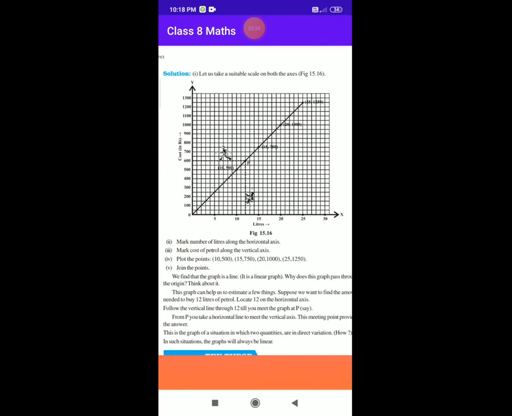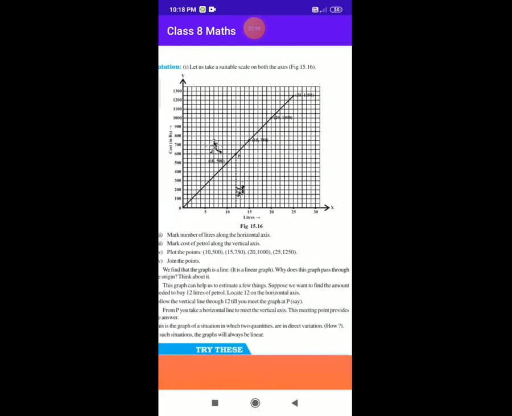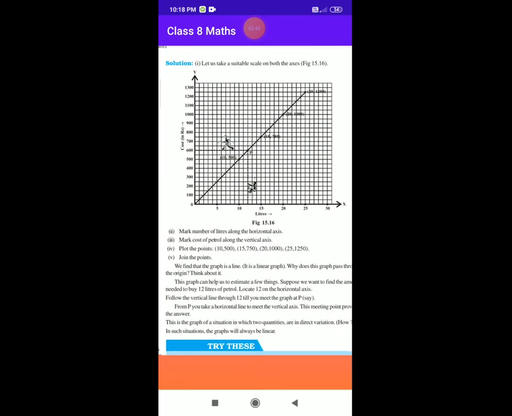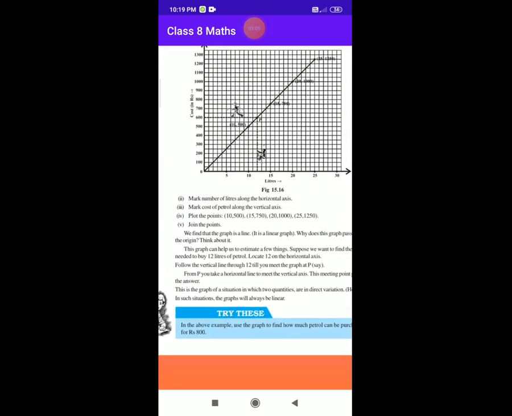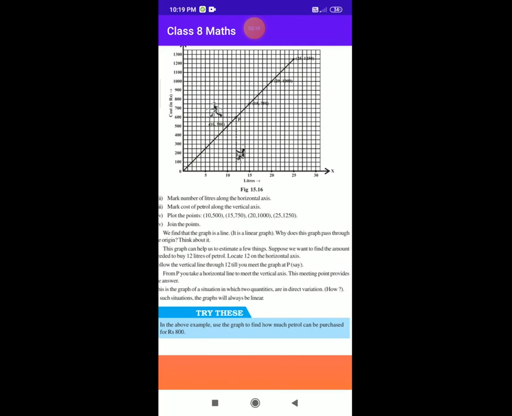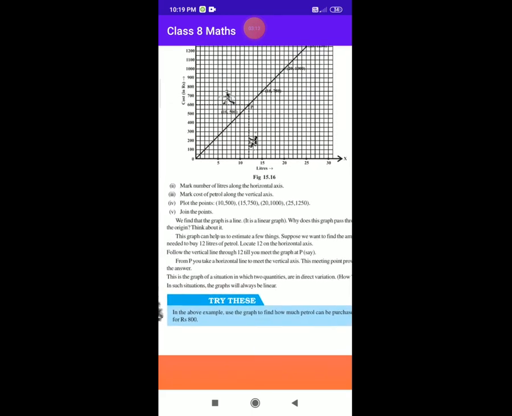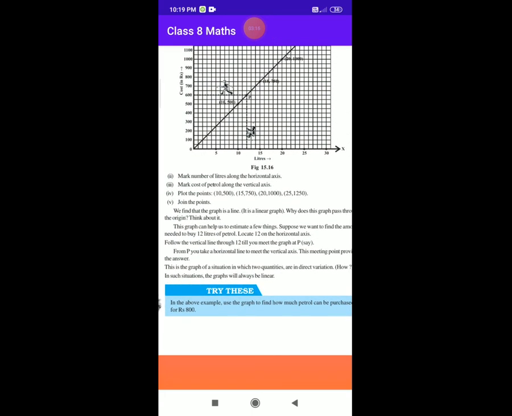Think about. This graph can help us to estimate a few things. Suppose we want to find the amount needed for 12 liters of petrol. Locate 12 on the horizontal axis. Follow the vertical line through the 12 till you meet the graph at P. Say, from P you take the horizontal line to meet the vertical axis. This meeting point provides the answer. This is the graph of the situation in which two quantities are in a direct variation, and in such a situation the graph will always be linear.